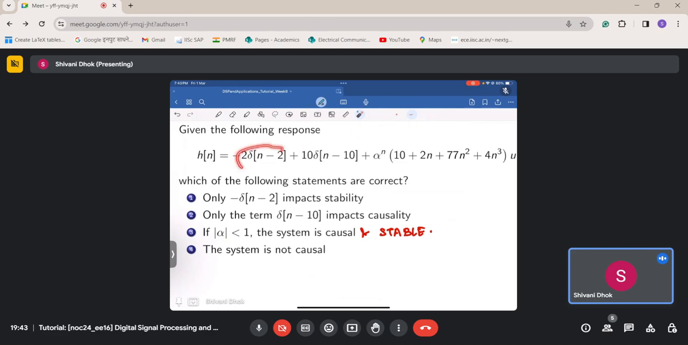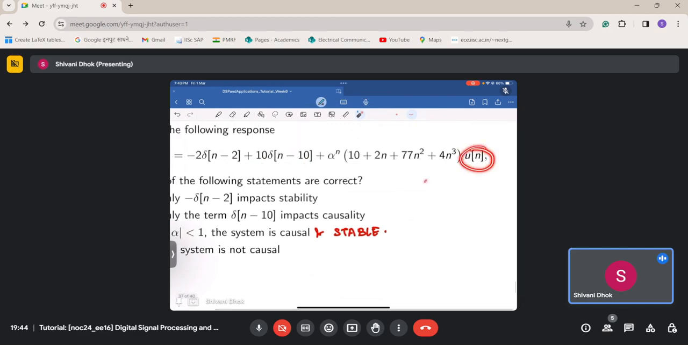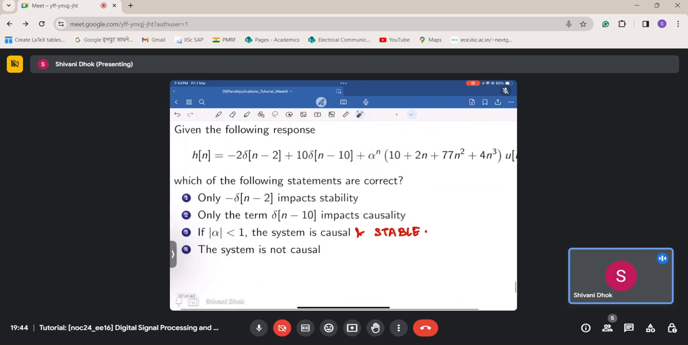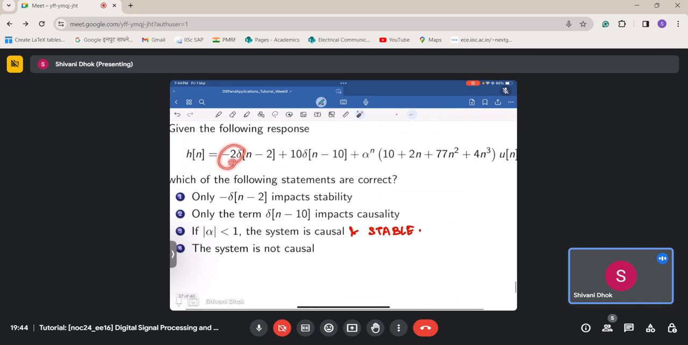Now if you look at this term here, causality is there. This u of n makes it right sided, and for n less than 0 everything is 0. So basically what I'm trying to say is that this particular system is causal. The only thing that we need to take care of is stability. The stability will be affected by this quantity only, and it won't get affected by these other terms.